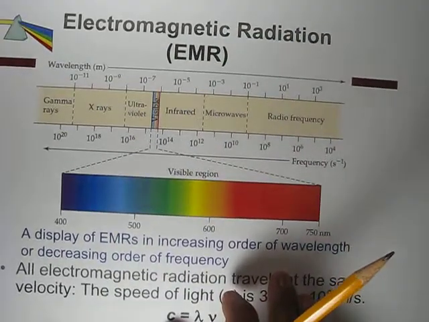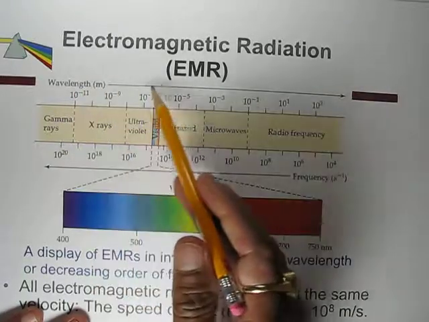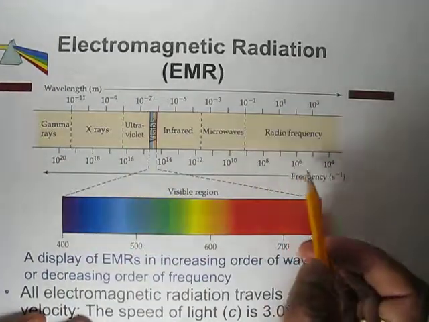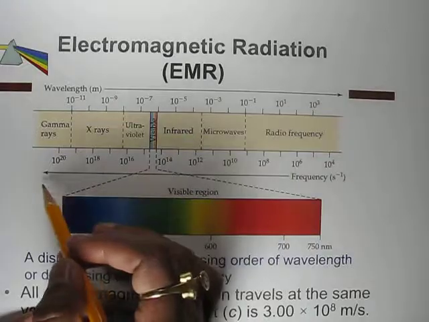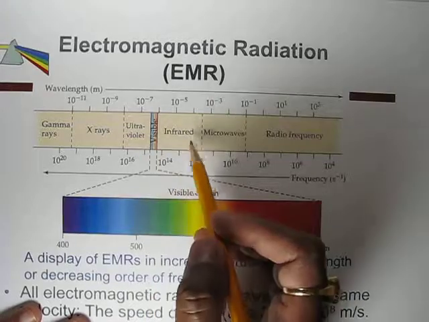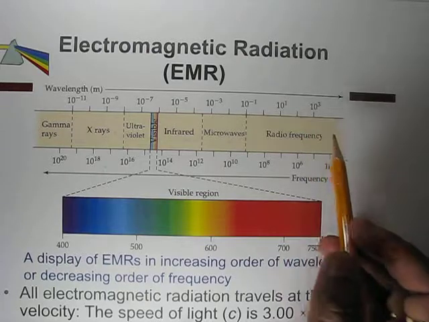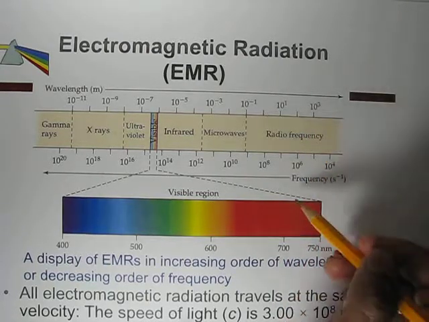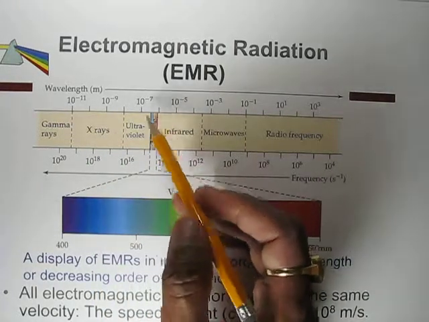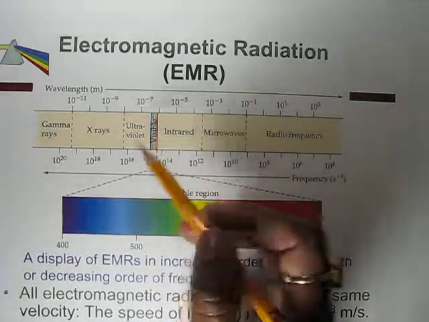Let's see a little bit more about electromagnetic radiation. This is the scale that shows that if you go from left to right, wavelength is increasing, and frequency is decreasing. As the wavelength increases, you can see gamma rays, X-rays, UV, visible, infrared, microwave, and radio wave. Radio waves have very long wavelength, so less frequency, and X-rays, UV rays and visible rays have small wavelength compared to radio waves. That is why their frequency is very high.